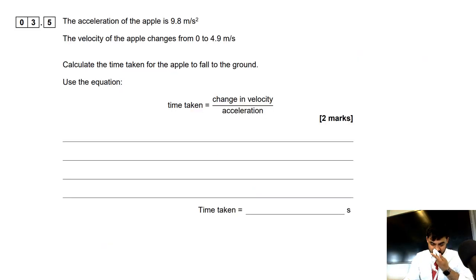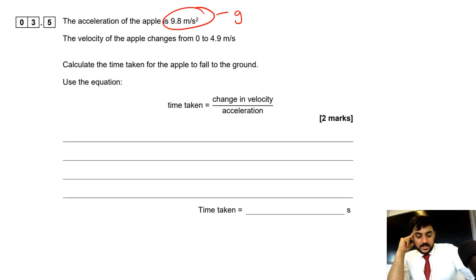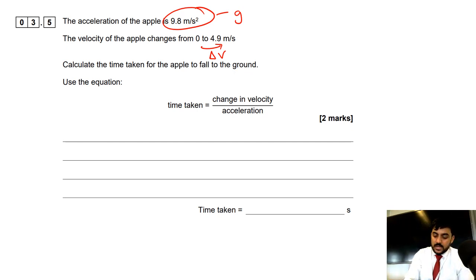Next question. The acceleration of the apple is 9.8 meters per second squared, which is the same as our gravity, but we'll talk about that in a second. The velocity of the apple changes from 0 to 4.9. That's our change in velocity. Calculate the time taken for the apple to fall to the ground. That little triangle V is, by the way, change in velocity. This again is a plug the numbers in type of question. There's nothing else that we need to do.